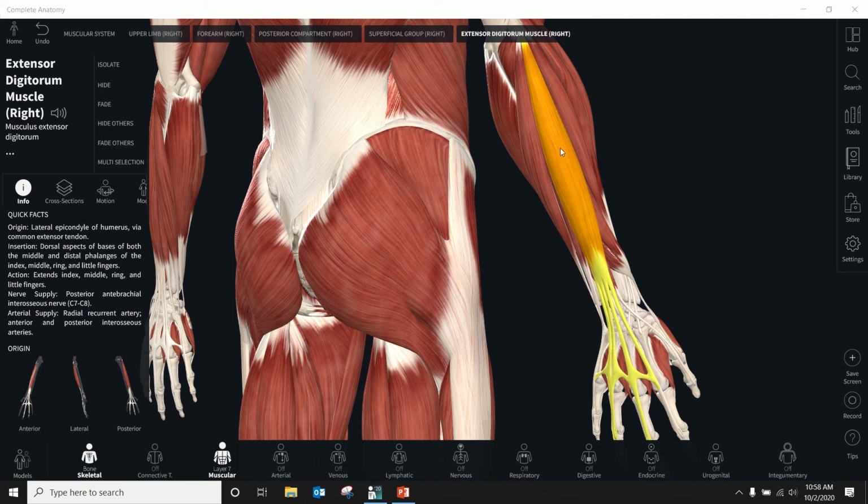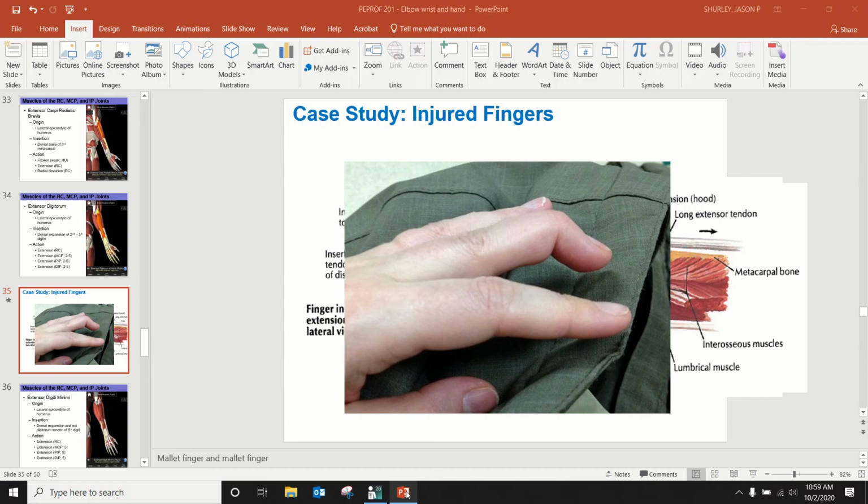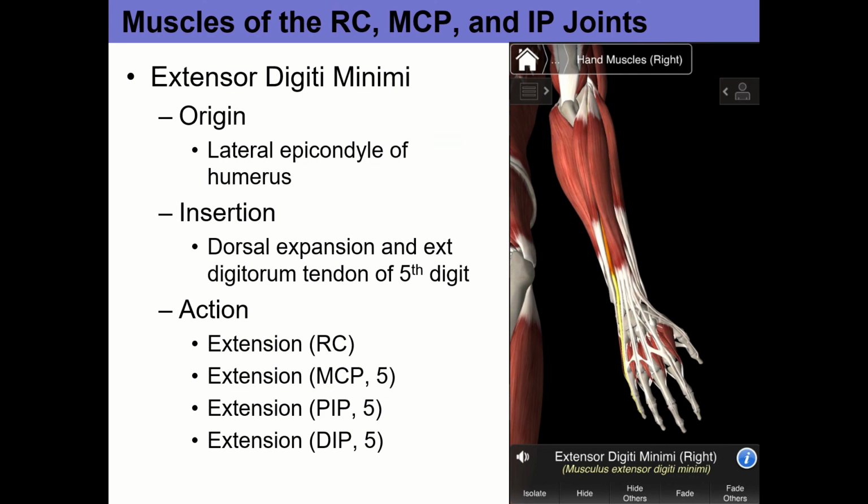So you can see that there's the belly, and then the belly splits into 4 tendons, going to the 5th, 4th, 3rd, and 2nd. So there is the extensor digitorum muscle. So, moving on, we talked about all that. All right, so now let's talk about extensor digiti minimi.